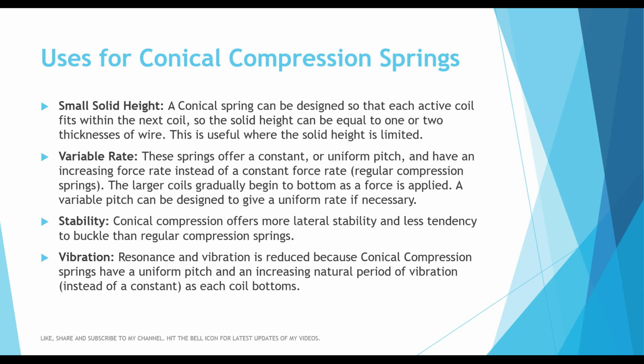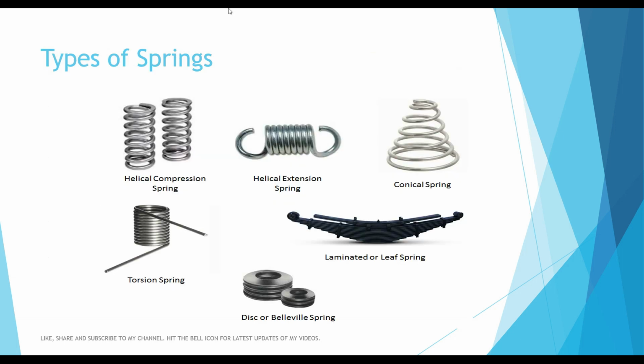The second use is the variable rate, which means that this spring can take increasing force rate instead of a constant force rate, which is what you get in compression springs. In the regular springs you can see a constant force rate, and in this you will have a variable force rate. The maximum force will be taken obviously by the ground diameter, which is the outside diameter, and the minimum force will be at the top end. So this is one of the advantages of using this kind of spring.